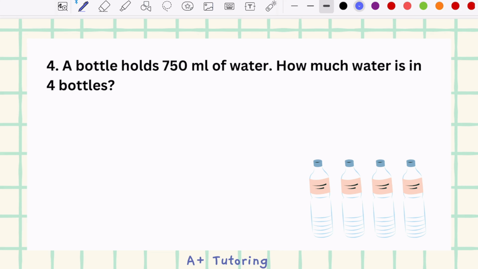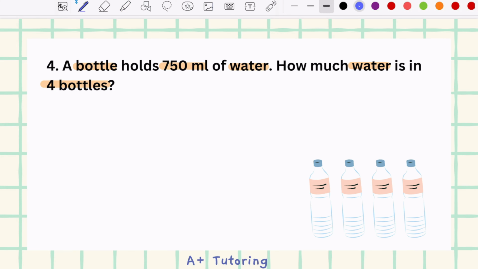Question number 4. So again, pause the video here and take a second to read the question carefully before we start solving it. Okay, now that you've had a chance to read the question, let's go through the keywords. So, a bottle holds 750 mils of water. So, bottle, 750 mils or milliliters of water. How much water is in 4 bottles? So, we need to figure out how much water is in 4 bottles, right?